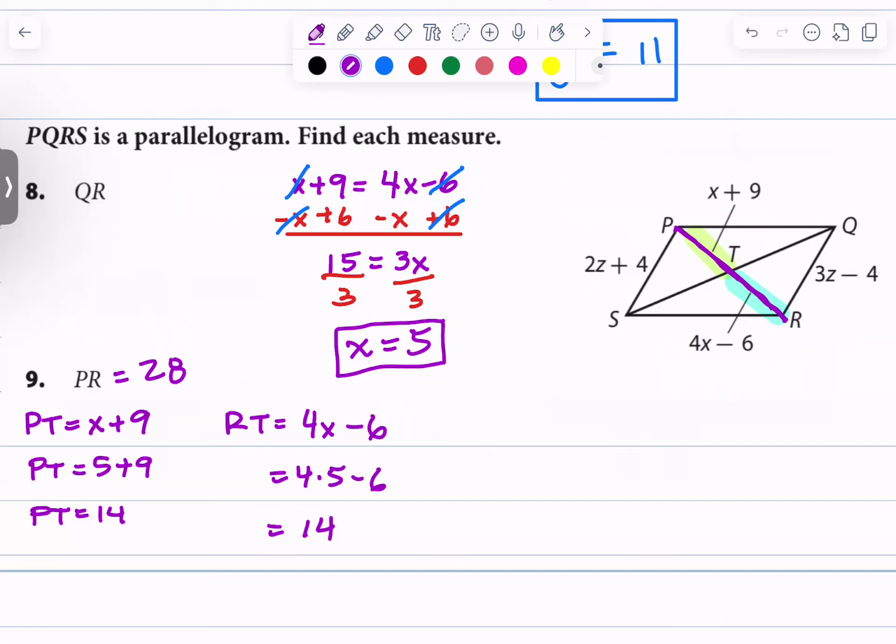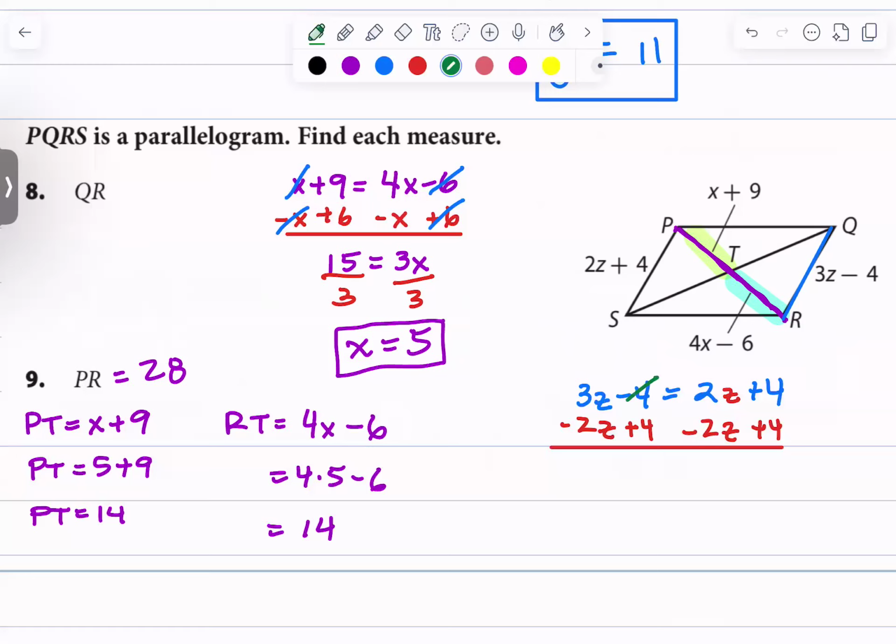Okay, so that's number 9. To get QR, which is this here, I have to solve for Z. Opposite sides are congruent. So I'm going to go 3Z minus 4 is equal to 2Z plus 4. So then I'm going to subtract 2Z, I'm sorry. Subtract 2Z and add 4 to both sides.